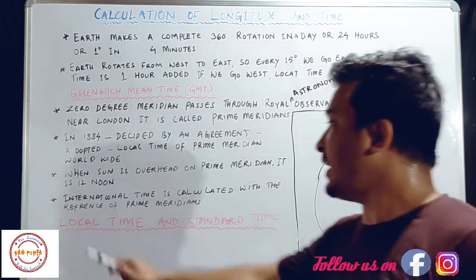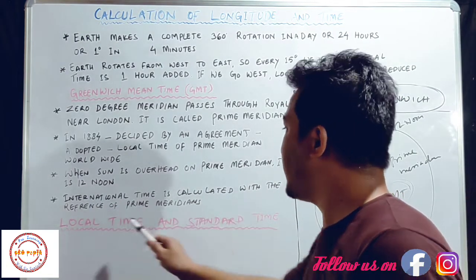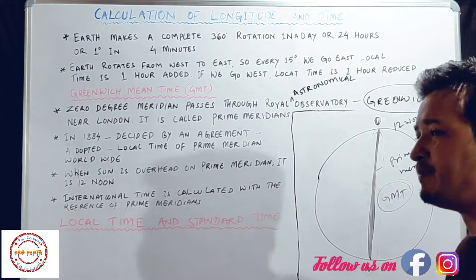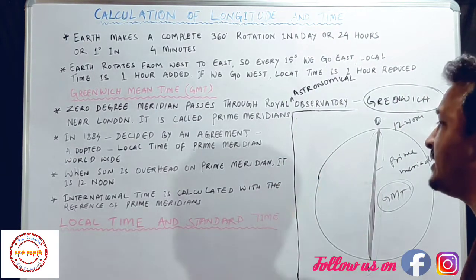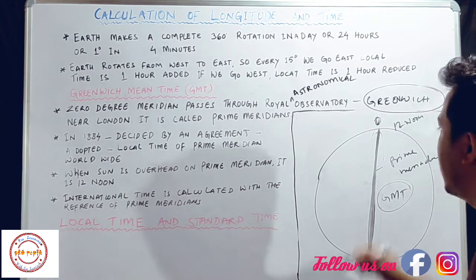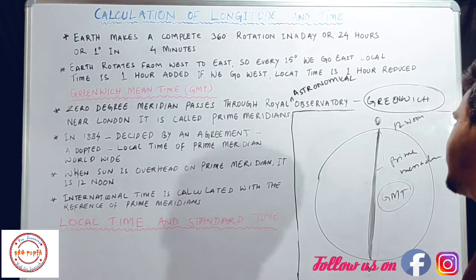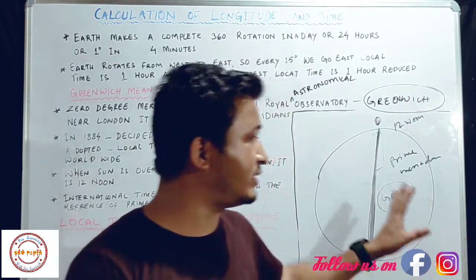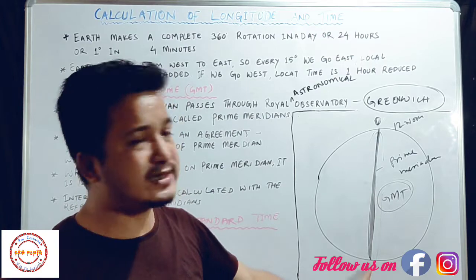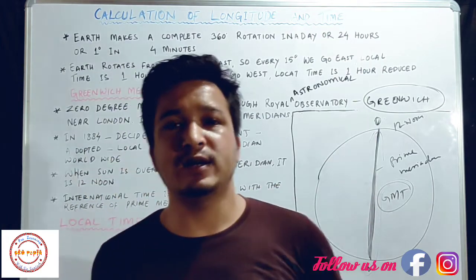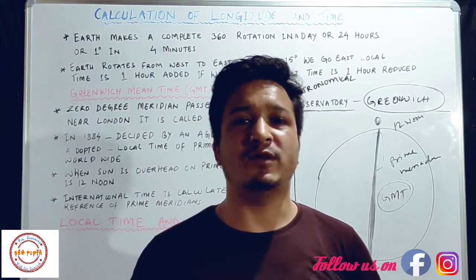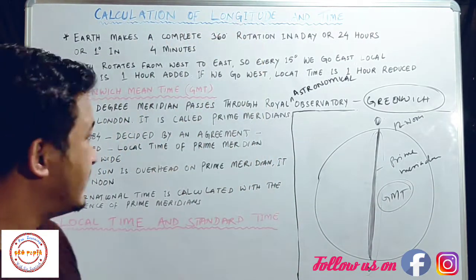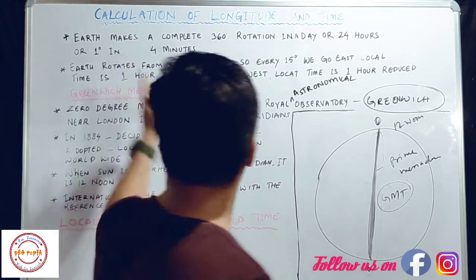International time is calculated with reference to the prime meridian, and as I told you, the time of other countries or regions is calculated with the help of this meridian, which is of 0 degree. So this is the reference line for other countries to calculate the time of their region with the help of the longitudes they have.